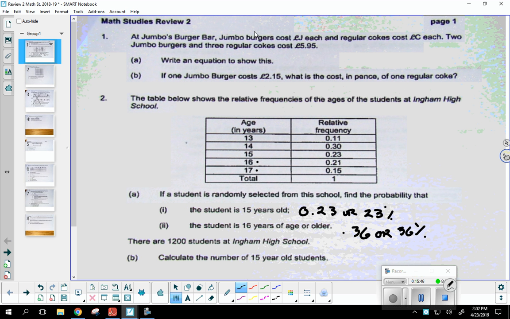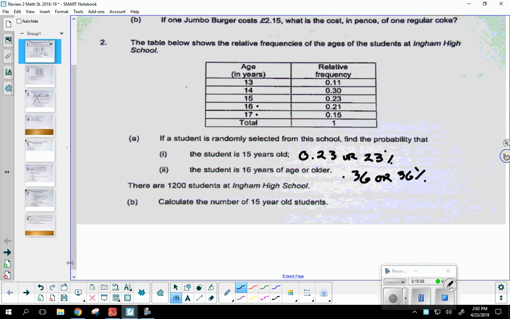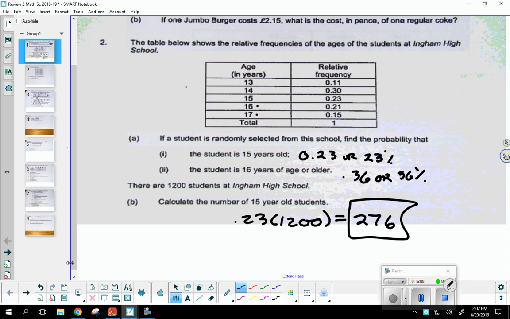Okay, final question for number 2. There are 1,200 students at Ingham High School. Calculate the number of 15-year-old students. So all I want to do is take the percentage, the 0.23, times 1,200. And you said it was 276? 276 students. Boom. Okay.